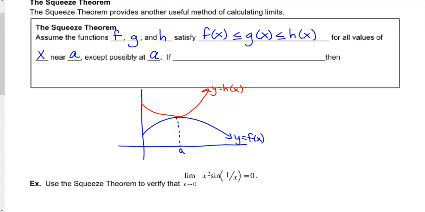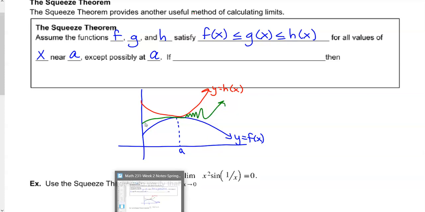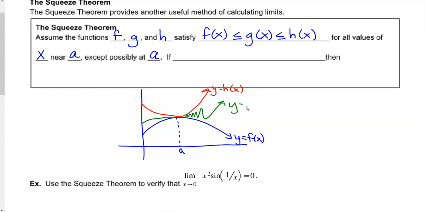So I'm going to come in here and do a g function, okay? Maybe I end up having something that looks like this, and maybe I even kind of squiggle around or something like that. But in every single case, the h is the biggest, the g is in the middle, and the f is the smallest. So you can see that all the way through for all those values. So a situation like this would be what we are working with in what we call the squeeze theorem.